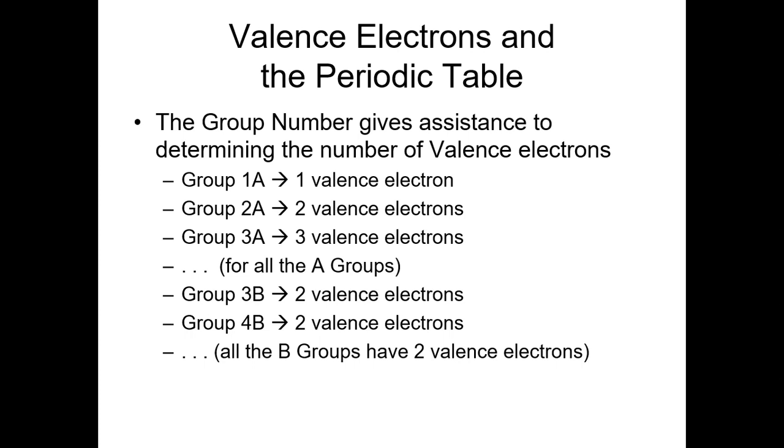So we're going to use something called a Lewis dot diagram to help us show how bonding occurs between atoms.